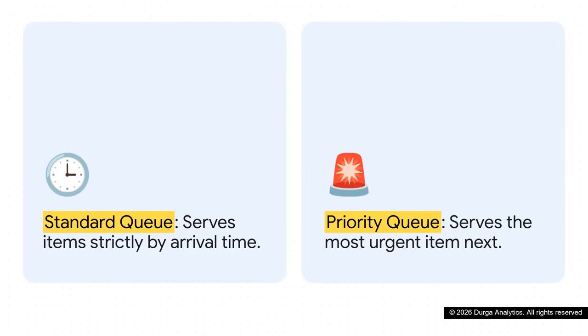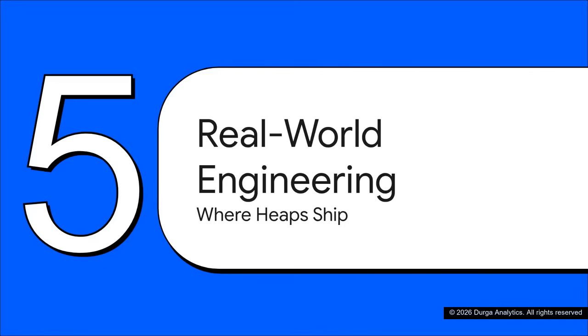It serves items based entirely on their urgency, completely ignoring when they actually arrived. If a VIP walks into our coffee shop, they don't wait, they jump straight to the very front of the line. Because a heap is perfectly designed to give you the highest priority item in O(1) time and slot in new arrivals in O(log n) time, it is basically the undisputed go-to backing engine for any priority queue. Which leads us nicely to Section 5, Real-World Engineering and Interviews.